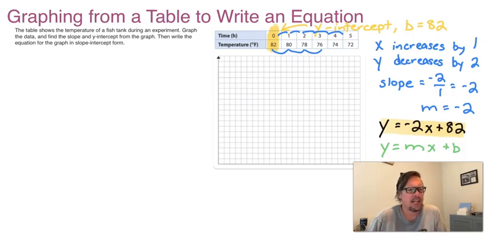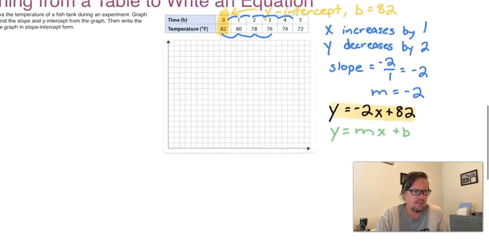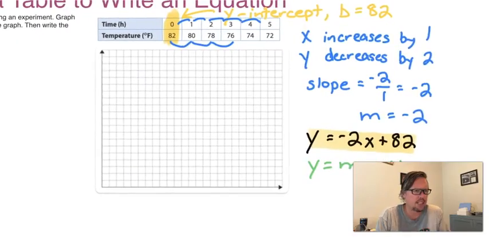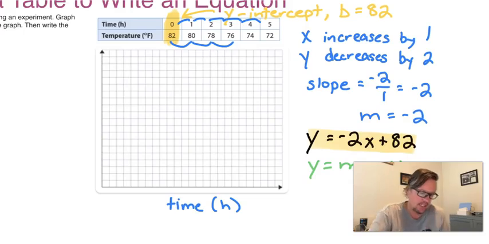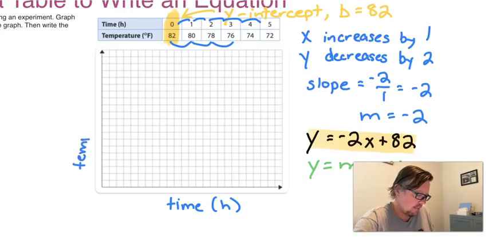Now we need to actually go ahead and graph this equation. So as I said, it's all positive values here. So we only need the first quadrant. Let's go ahead and label our graph. We don't have really good labels on the x and y axis. Let's go ahead and do that. So our x-axis we decided is going to be our time in hours. And that means by default, our y-axis is going to be our temperature in degrees Fahrenheit.